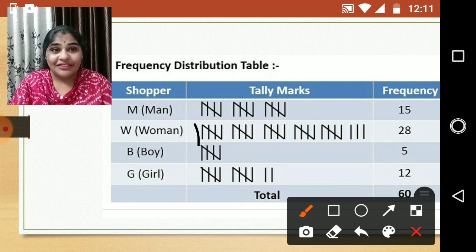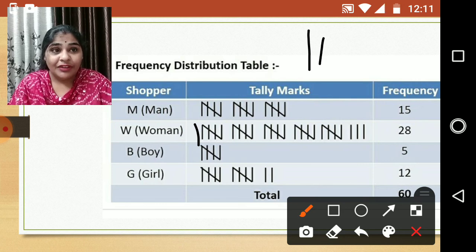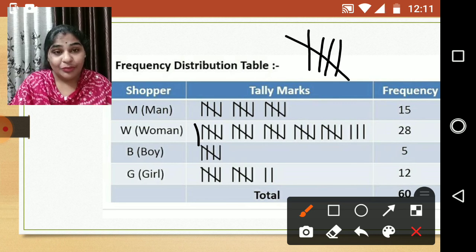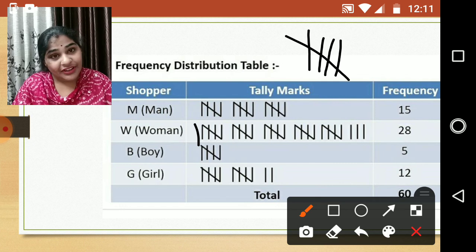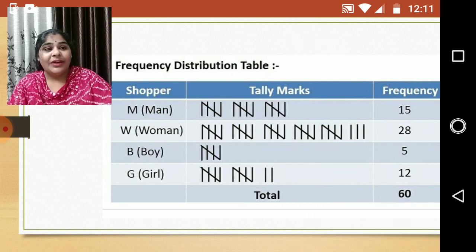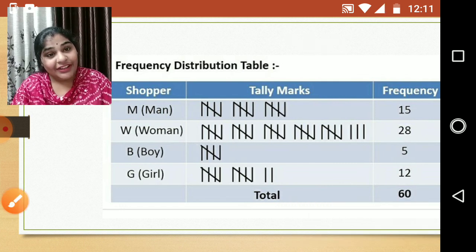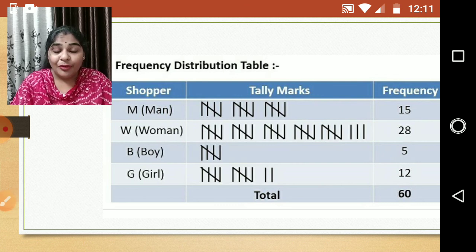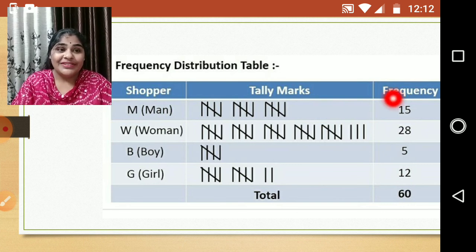Alright, tally marks everyone knows. When one number comes, you will say 1. Next, if you find one more, you will give one more line. Next, if you find one more, you will give one more line. So like this, you will give 4, and for 5, you will put a slant. So this shows the 5. Right? So likewise, you will keep on finding how many men are there, how many women, how many boys, and how many girls. So likewise, you will first draw the tally marks and then write the frequency over here.